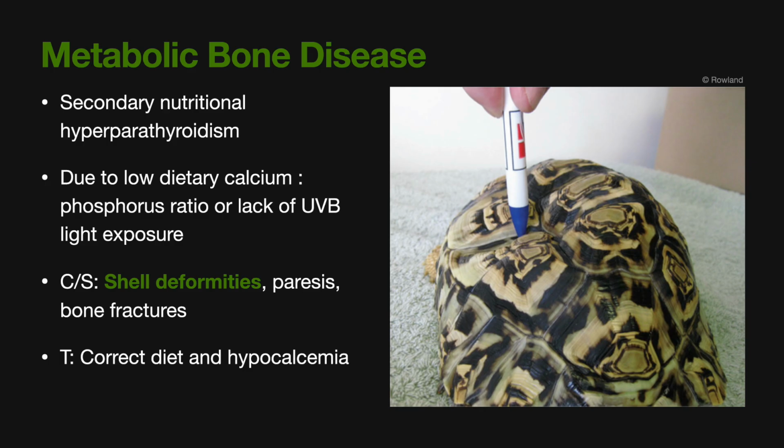Metabolic bone disease results from secondary nutritional hyperparathyroidism. This is usually due to a low dietary calcium to phosphorus ratio or a lack of UVB light exposure. It results in shell deformities, paresis, and potentially bone fractures. Treatment involves correcting the animal's diet as well as their hypocalcemia.